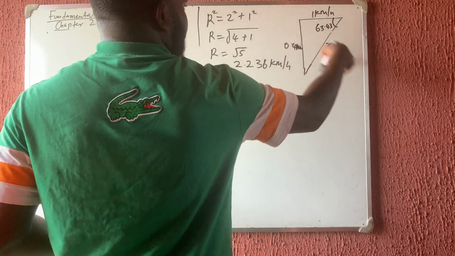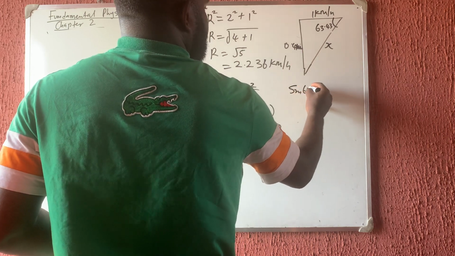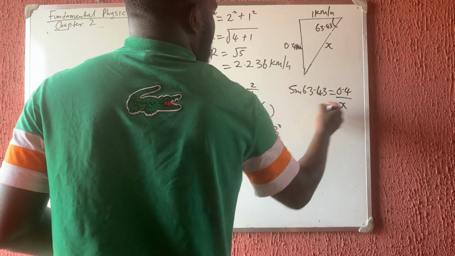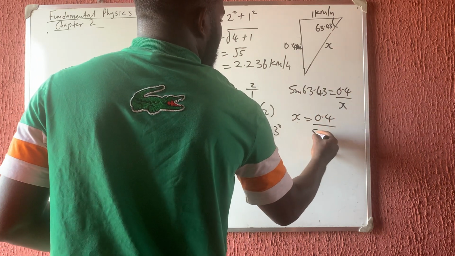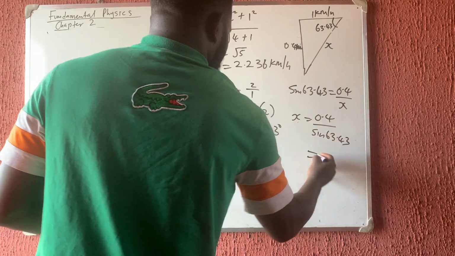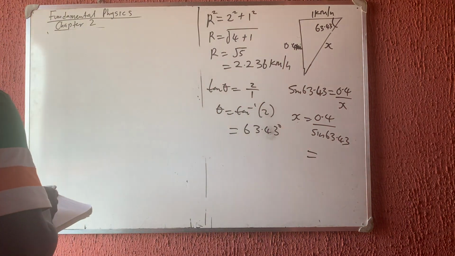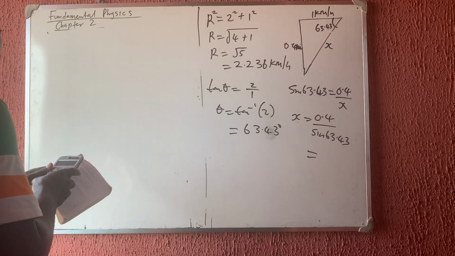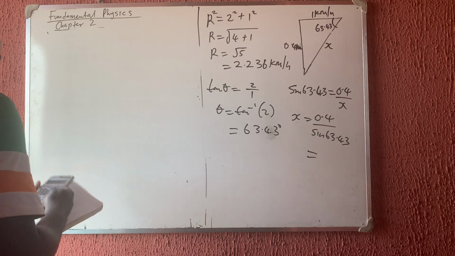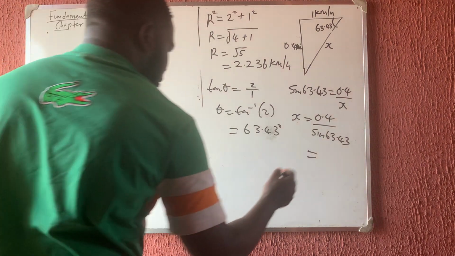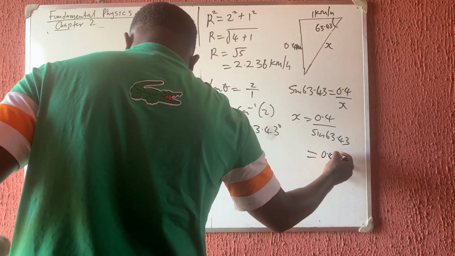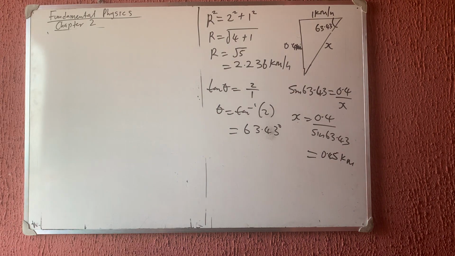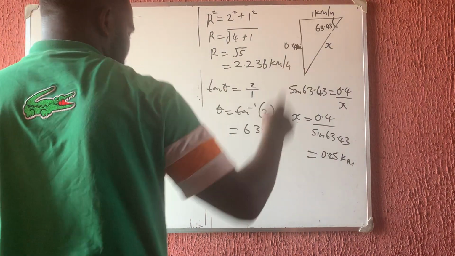So we now say opposite over hypotenuse. So we have that sine 63.43 is equal to the opposite 0.4 over what? Hypotenuse x. So x will now be 0.4 divided by sine 63.43. What do you have? Sine 63.43. Then we have 0.4 divided by my answer. So it's giving me 0.45 kilometer. So this is the distance that man moved, how far he went.